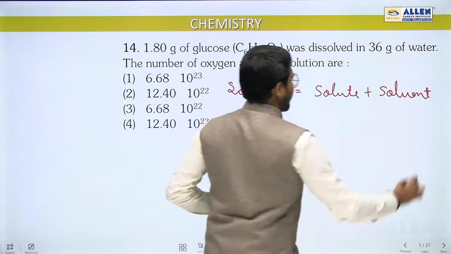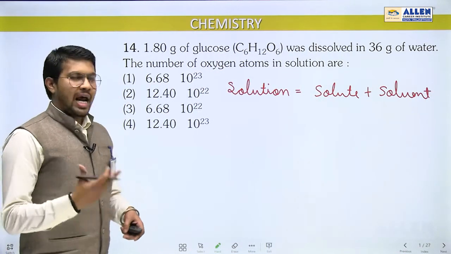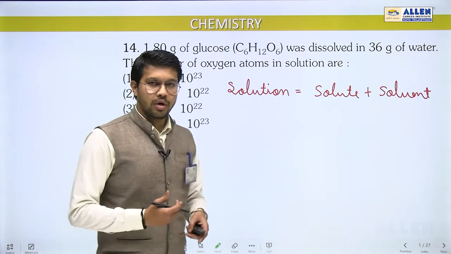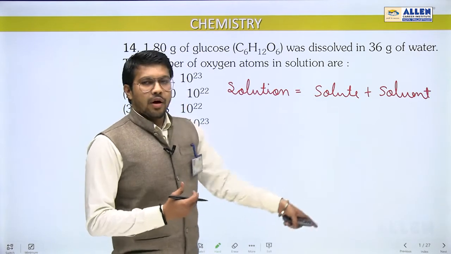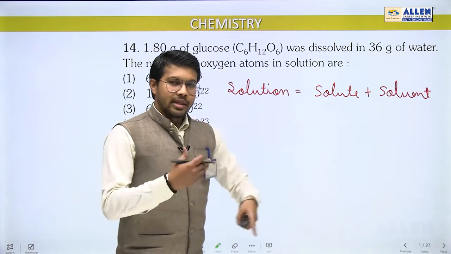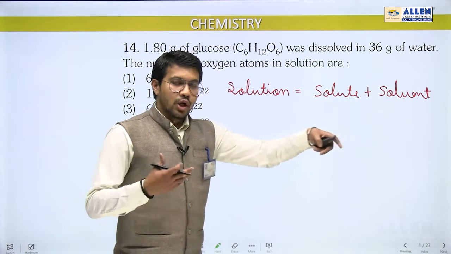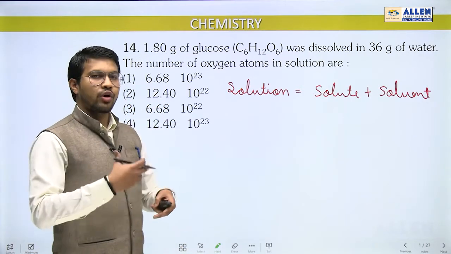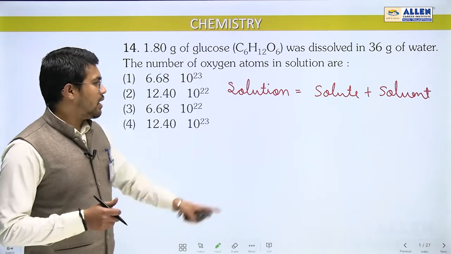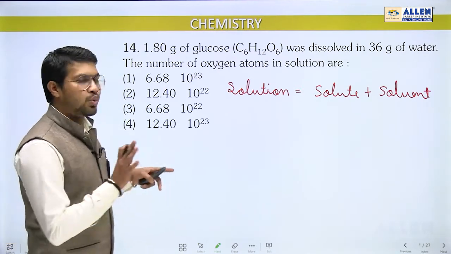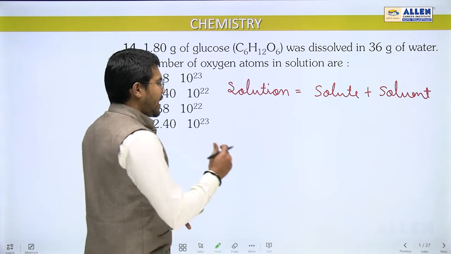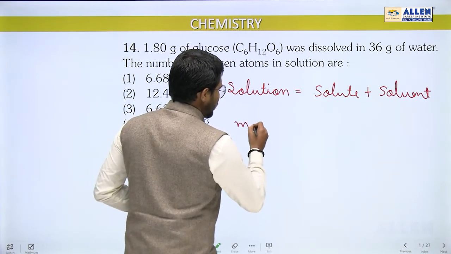So if we want to know the number of oxygen atoms in solution, how will we approach this question? If we find the number of oxygen atoms present in solute and the number present in solvent, and add both, we will get the total number of oxygen atoms in solution. For finding these, we will need the mole, so we will use the formula of mole.